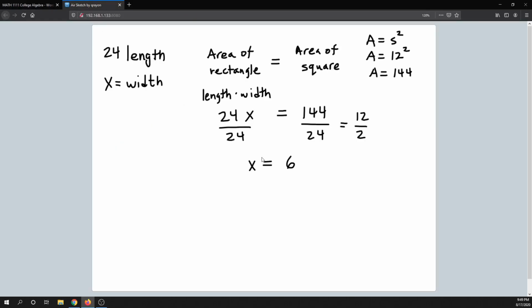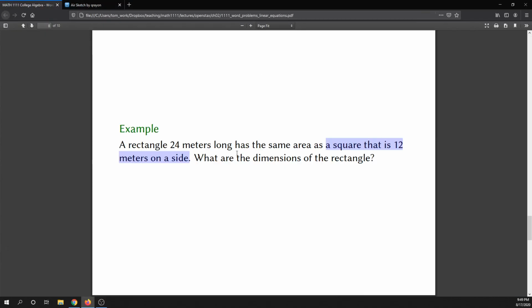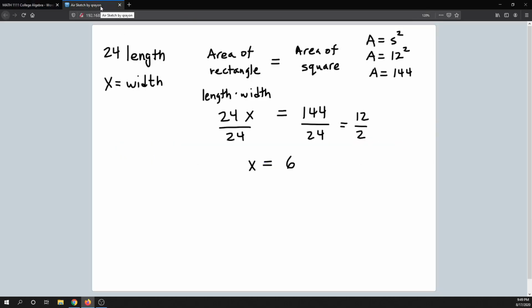And so now the last step is to make sure that we answer the question. They want to know what are the dimensions of the rectangle, length by width. And this one has some units in it, so let's include those. So it would be 24 meters by 6 meters. So again, make sure that you go back and answer the question. If you're working these on Newton, they probably have answer blanks, so it's a little bit easier to know where to put those. Okay, and that is it on this problem.